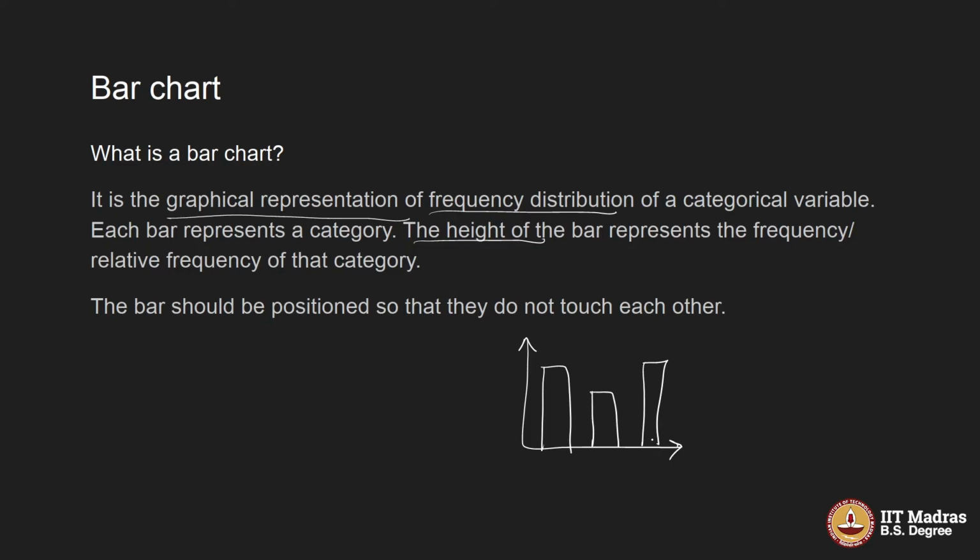Here we can see that the height or the length of the bar represents the frequency of that observation, or we can say the relative frequency of that category. This is known as the bar graph, and the bars should be positioned so that they do not touch each other. They should have some gap in between. And the width of all the bars should be the same.